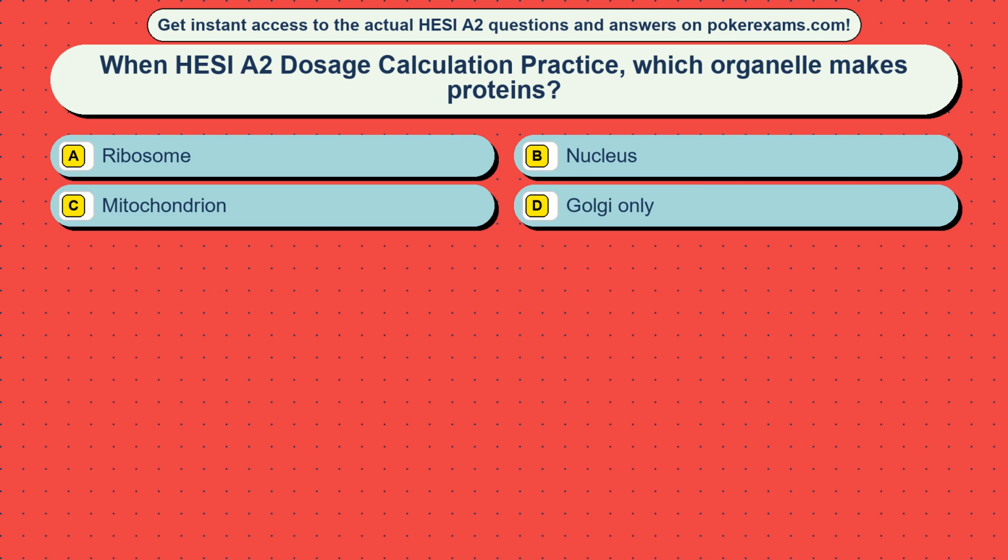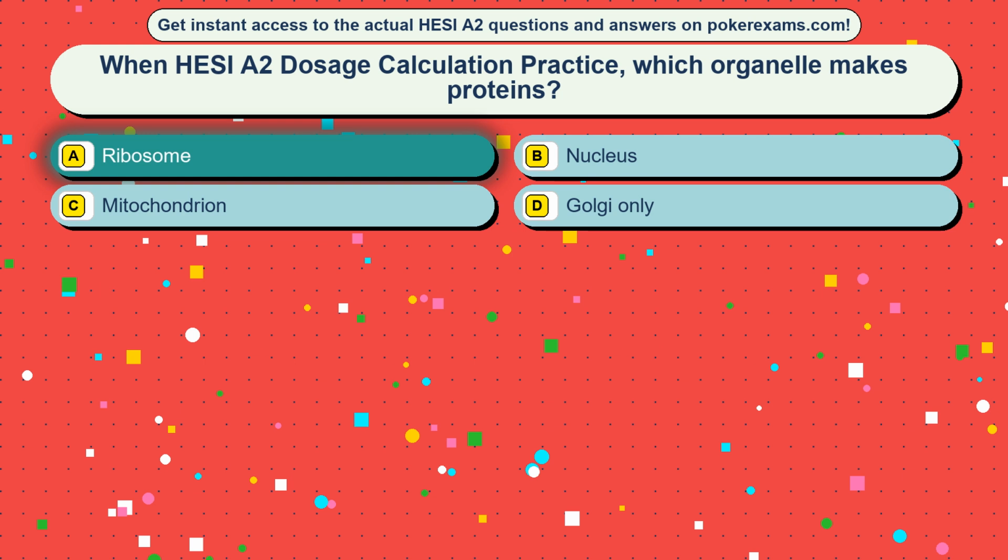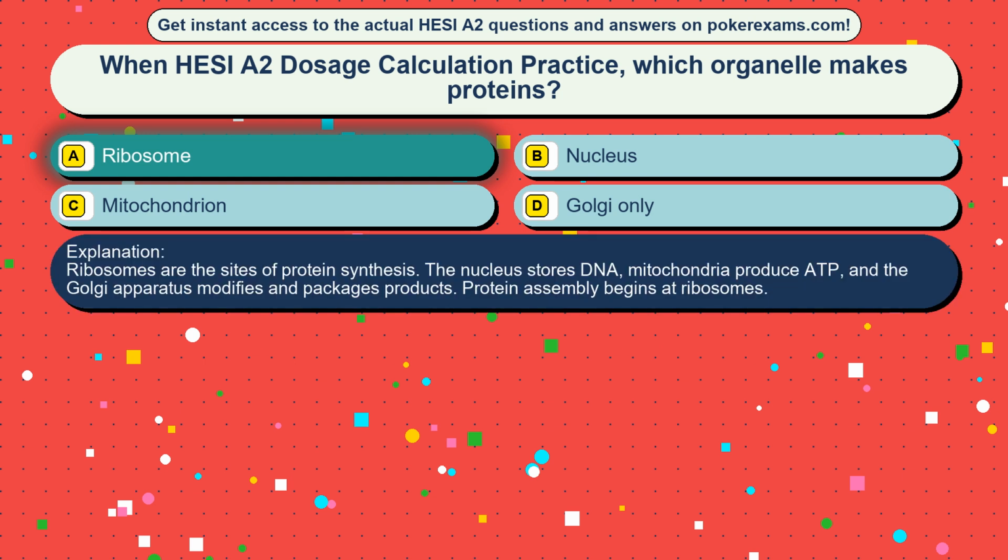Question 29. When HESI a 2-dosage calculation practice, which organelle makes proteins? Option A, ribosome. Option B, nucleus. Option C, mitochondrion. Option D, Golgi only. The correct answer is option A, ribosome. Ribosomes are the sites of protein synthesis. The nucleus stores DNA, mitochondria produce ATP, and the Golgi apparatus modifies and packages products. Protein assembly begins at ribosomes.